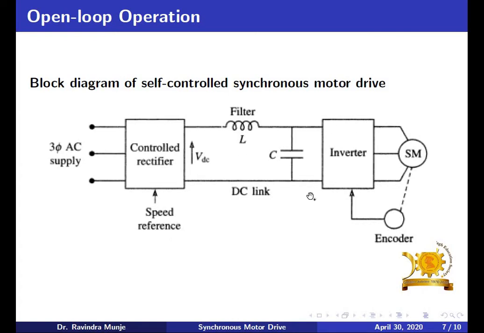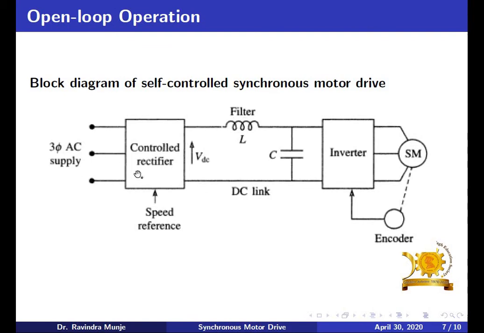This is the block diagram, same block diagram drawn here. This is the source side converter as it is connected to three-phase supply here. This is load side converter which is connected to the synchronous motor. This is an encoder which is used to sense the speed, and this is given to the inverter here to change the supply frequency, right? And this is a filter circuit.